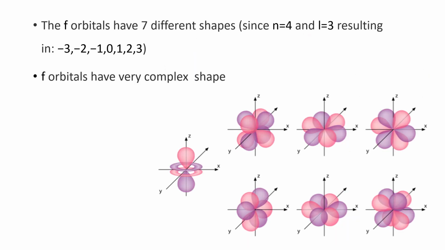In the case of f orbital, here n is equal to 4, l is equal to 3. That is, they have 7 types of magnetic orientations. -3, -2, -1, 0, 1, 2, and 3 are the m values. So f orbitals have 7 different shapes. F orbitals have very complex shapes. This is shown in the figure.